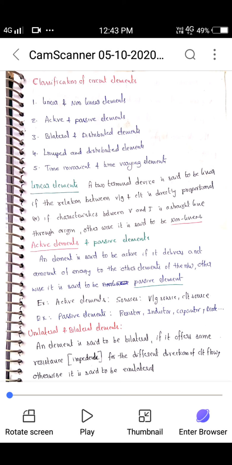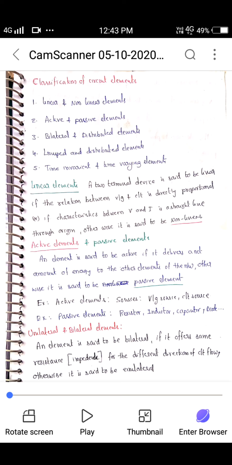Now come to unilateral and bilateral elements. Unilaterality means the element which allows current in one direction; that element is called a unidirectional or unilateral element. And the element which allows current in both directions, whichever terminal you apply current to, is a bilateral element.